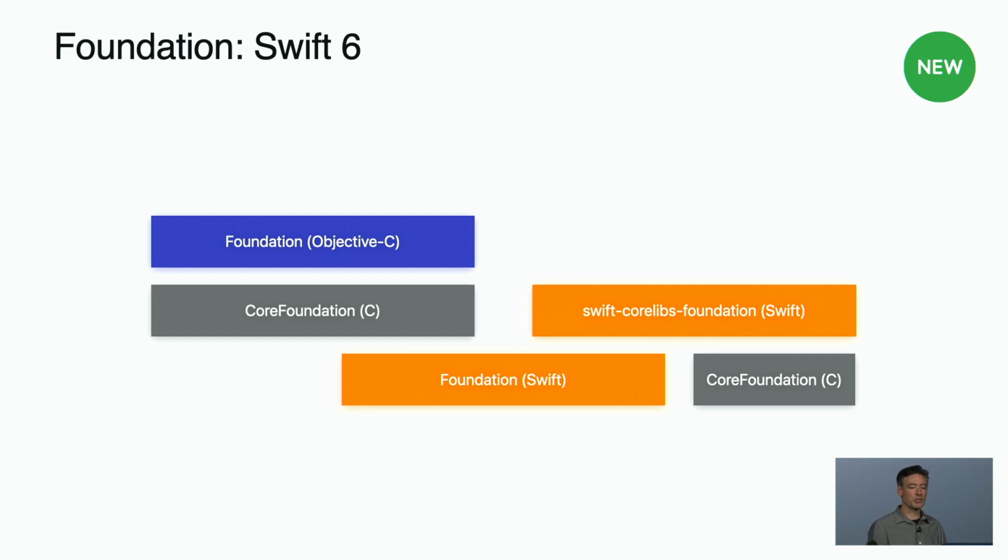Finally, we wanted to address one more common request from our server-side developers. Many apps would like to use fundamental Foundation types like URL and JSONDecoder, but don't need all of the data that comes with Foundation's internationalization features, like localized formatting.